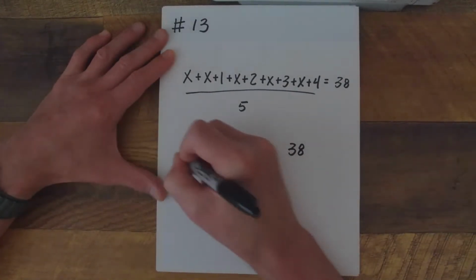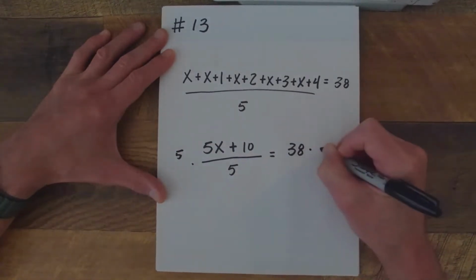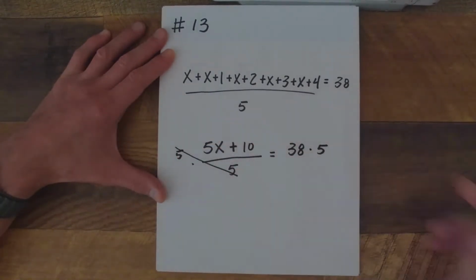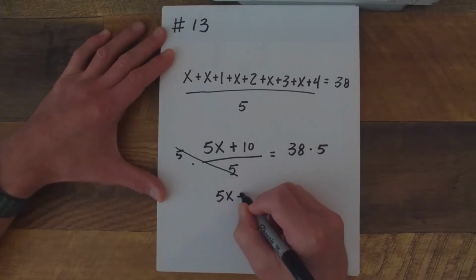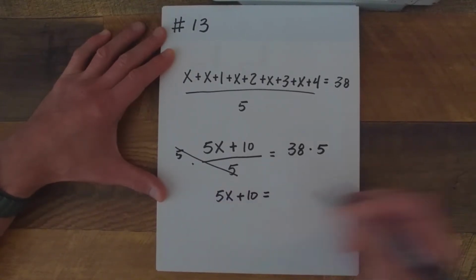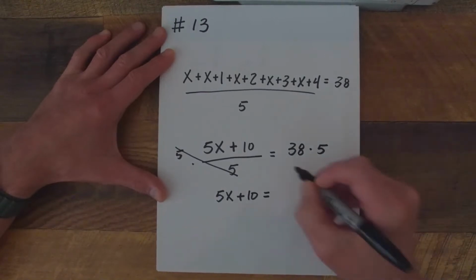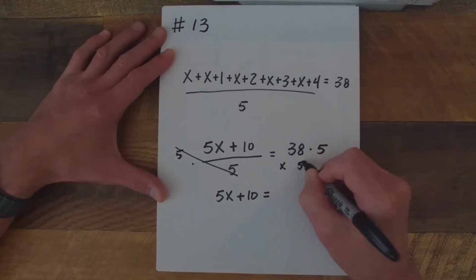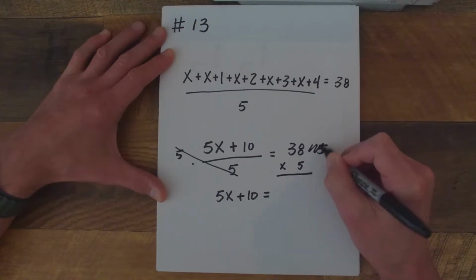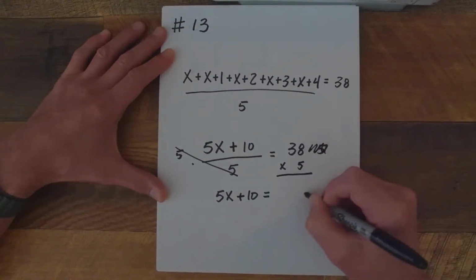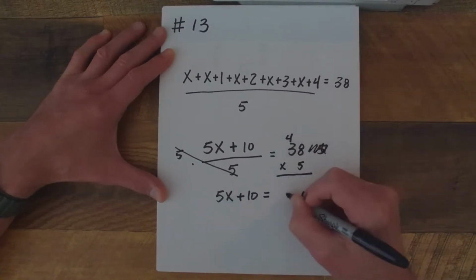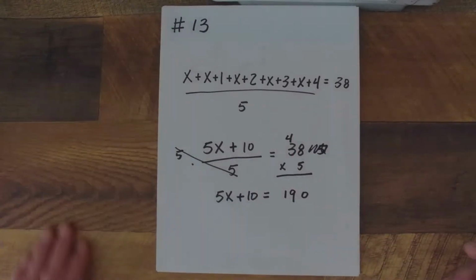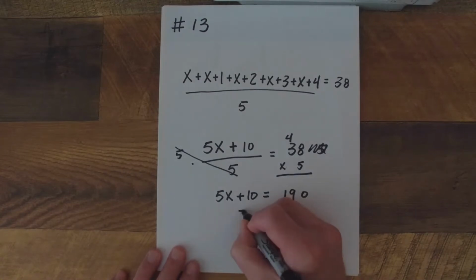In order to solve this problem, let's multiply both sides of the equation by 5 so that we can free up the numerator. 38 times 5, what is that? Well, let's see. 38 times 5. Let me get rid of this now. 8 times 5, that's 40. 15, 16, 17, 18, 19. To get 190. Now let's combine like terms.